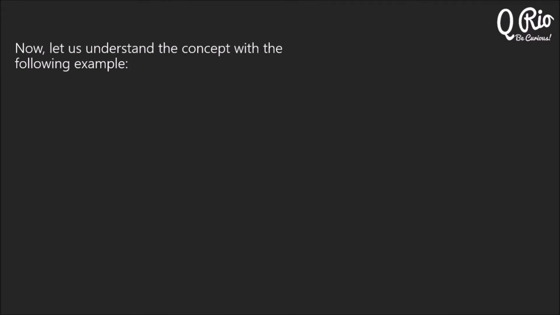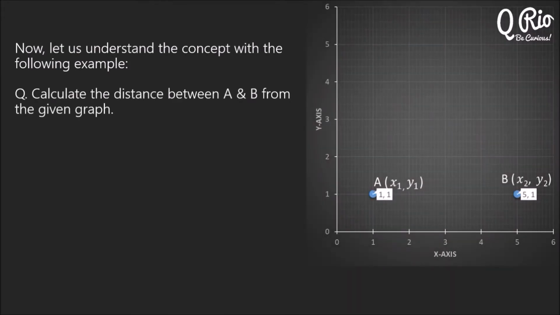Now let us try to understand the concept with an example. Here we have 2 points A and B. A is (1, 1), so x1 is 1 and y1 is 1, and B has x2 as 5 and y2 as 1. How do we determine it? Firstly, we go from the origin in the x direction, 1 unit, and from here we go towards y, 1 unit in the y direction. So this is (1, 1). For this point we go from the origin 5 units in the x direction, and from here 1 unit in the y direction. So this is (5, 1).